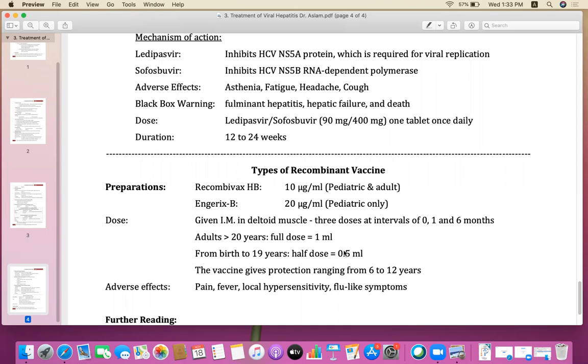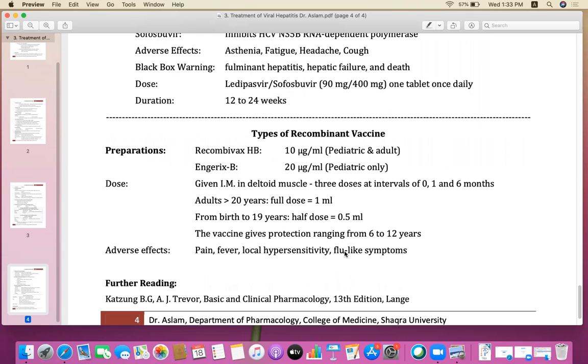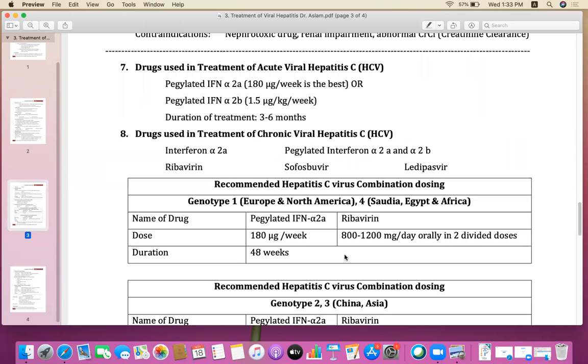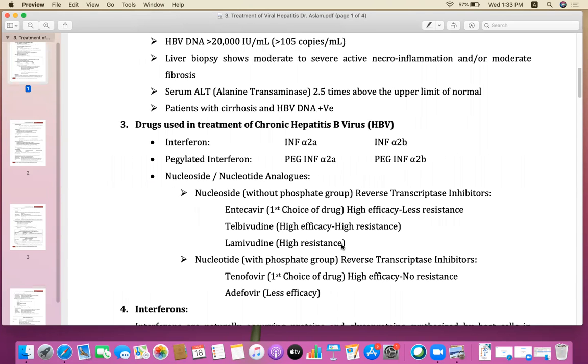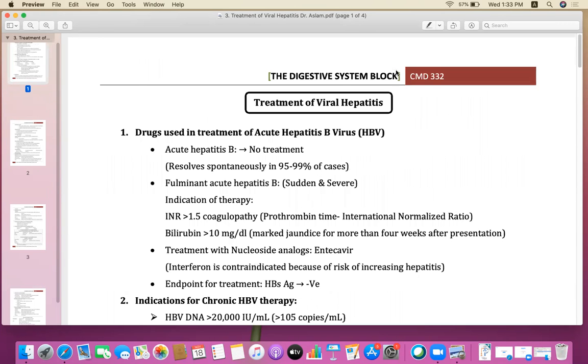So this is all about the initial information about the hepatitis B, C virus infection treatment. Now we will see the exact cases. Just a minute.